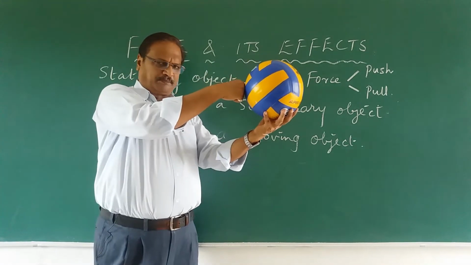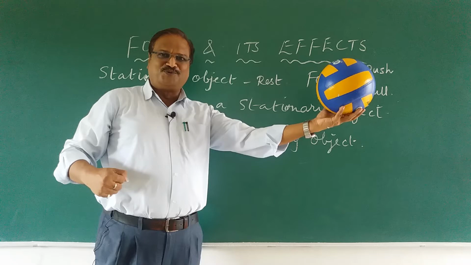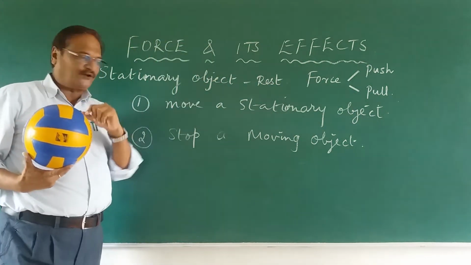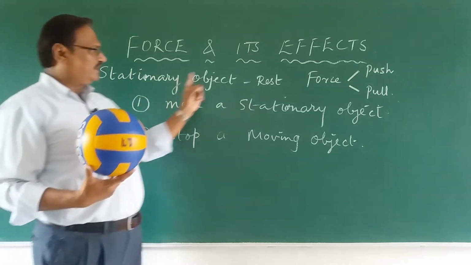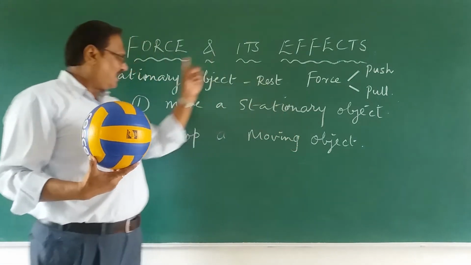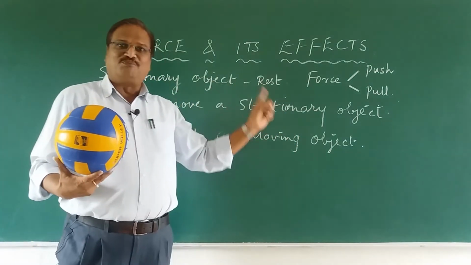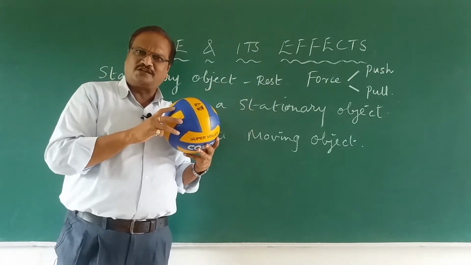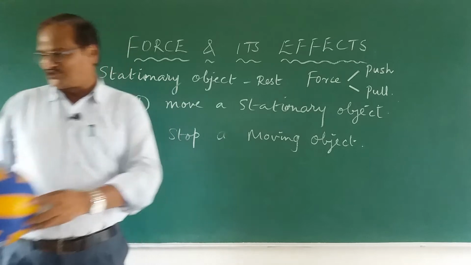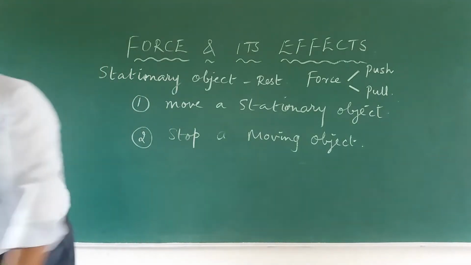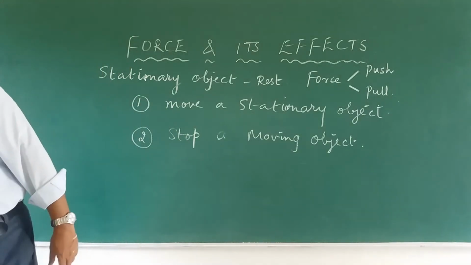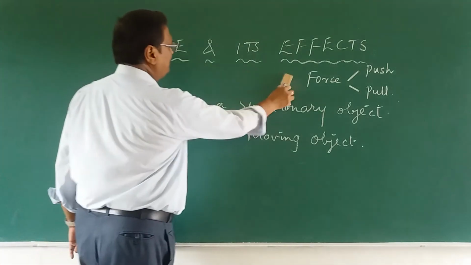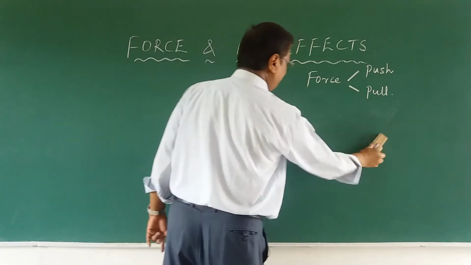So a moving object can be stopped, or a stationary body, if I give a punch to this, the body will move. So two effects of force which I am telling now. One is it can move a stationary object or it can stop a moving object. Now can it only do this much? It can do some more things also. Yes, let me erase the board and then explain it to you. So these are the two examples in your life you can see so many times.